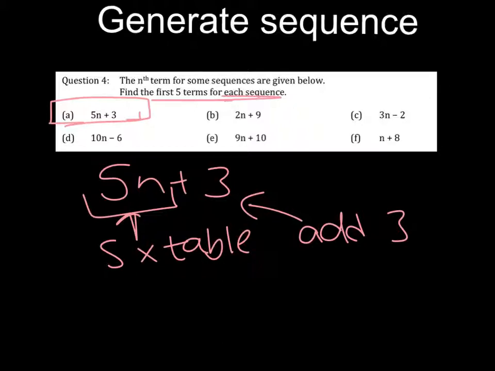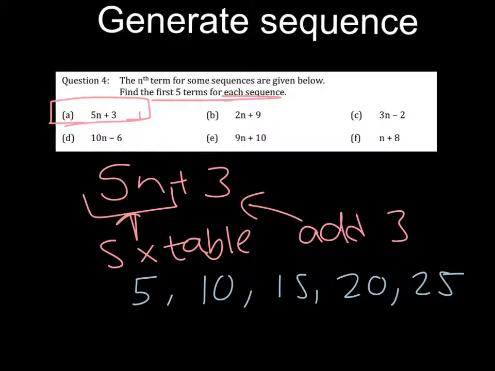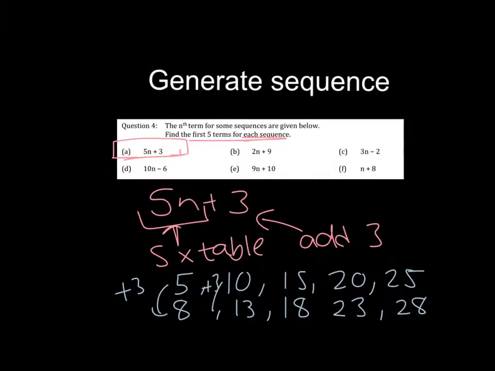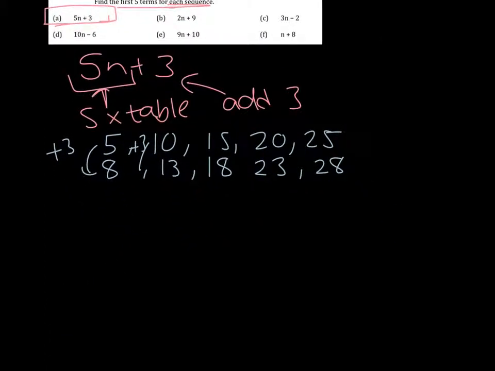So the different ways you can do it, you could literally write out your 5 times table: 5, 10, 15, 20, 25, because you want the first 5 terms, so term 1, 2, 3, 4 and 5. But we don't want the 5 times table, we want to add 3 to all of it. So 5 plus 3 is going to be 8, 10 plus 3 is going to be 13, 15 plus 3 is going to be 18, then 23, then 28. So that is the first one done.